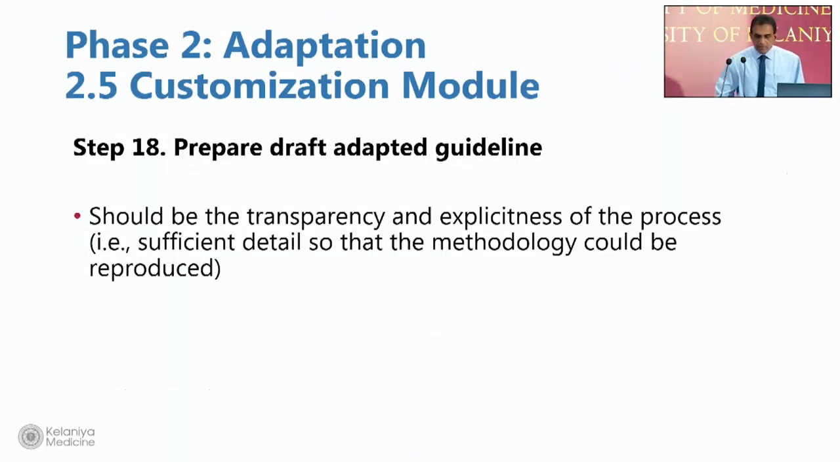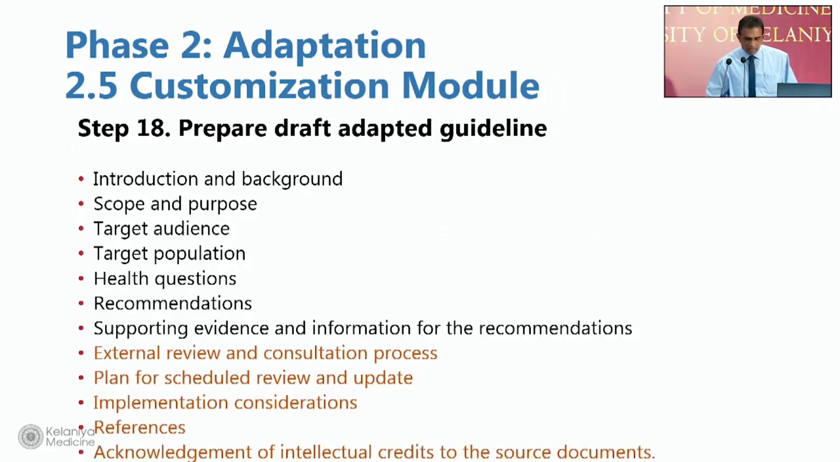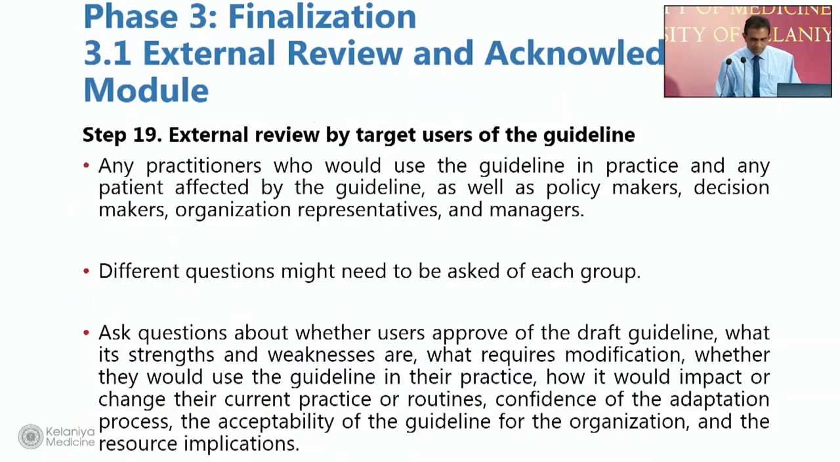Then step 18, prepare the draft adapted guideline. It should be transparent. And so this is the prepared draft adapted guideline: introduction and background, scope and purpose, target audience, target population, health questions addressed, recommendations, supporting evidence and information for the recommendations. The next step is external review and consultation.